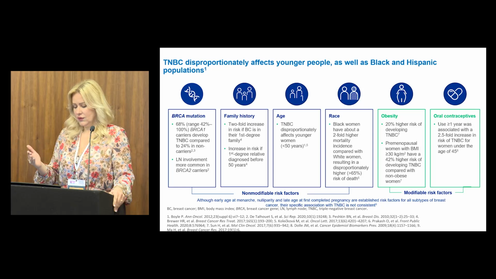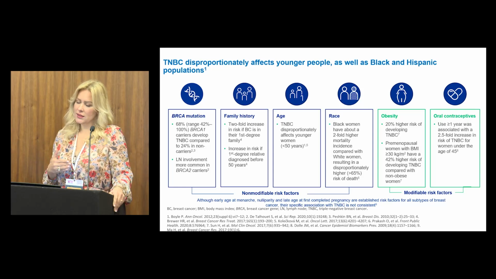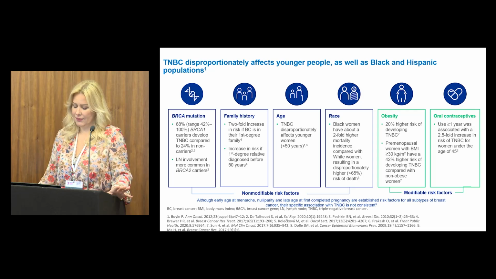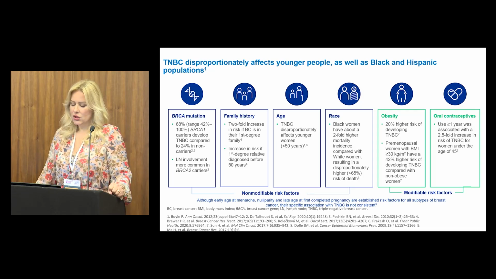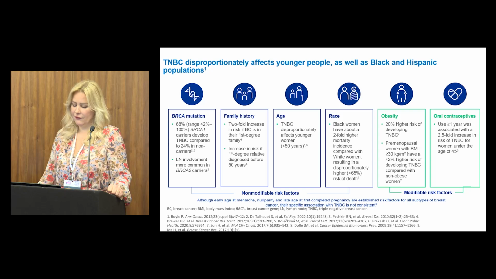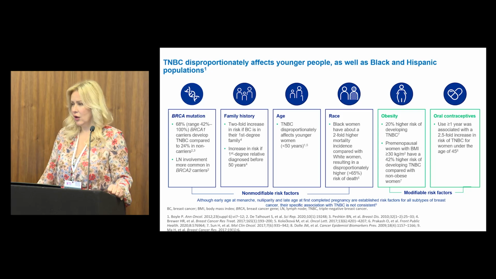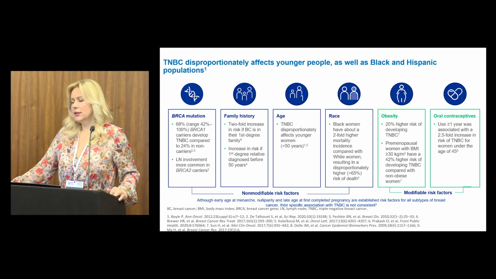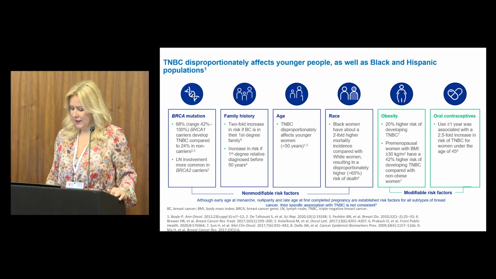So obesity, obviously by reducing our weight. There's a 20% risk of developing triple-negative breast cancer in patients with a high BMI. Premenopausal women with a BMI of more than 30 kilograms per square meter have a 42% higher risk of developing TNBC compared with non-obese women. And about oral contraceptives, use of more than 1 year was associated with a 2.5-fold increase in the risk of TNBC in women under the age of 45.